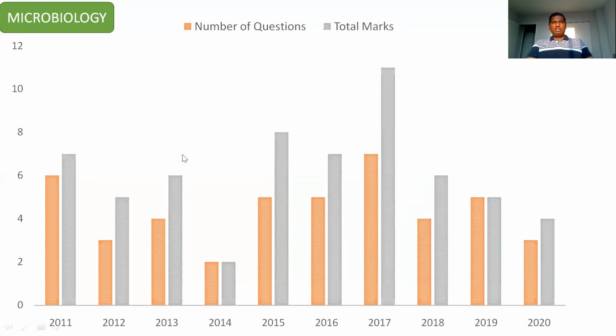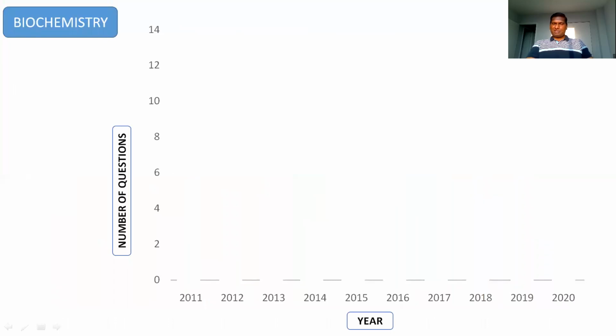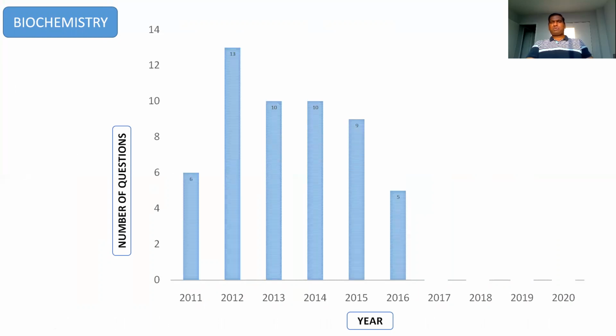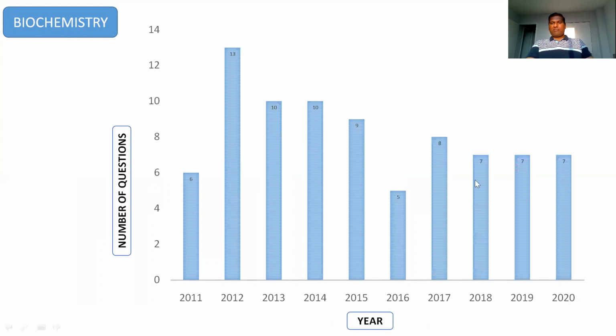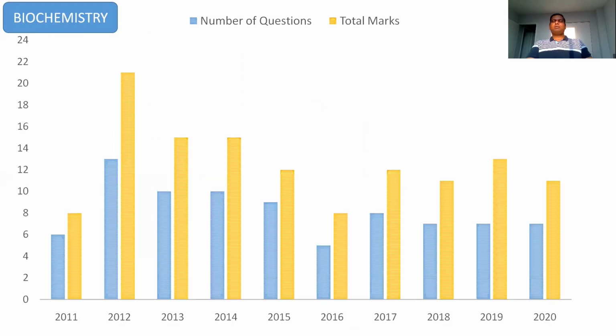So not just for microbiology, you can look at various other subjects. For instance, I'll give you another example for biochemistry. You see, over the years, absolutely no consistency. Of course, for biochemistry, in the last 3 years, 2018, 2019, and 2020, there was some consistency, but largely there's no consistency in the number of questions asked in any specific subject, or the marks allotted for a specific subject. So it becomes hard to actually ask the students to focus on a specific topic because of this reason.